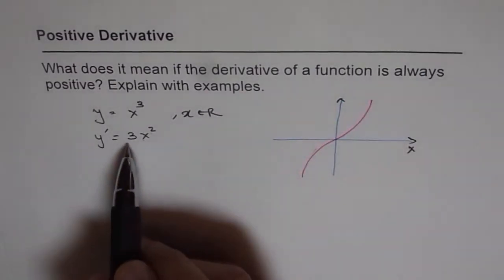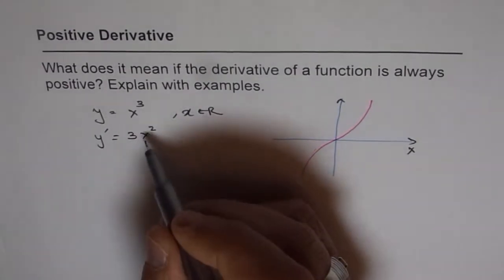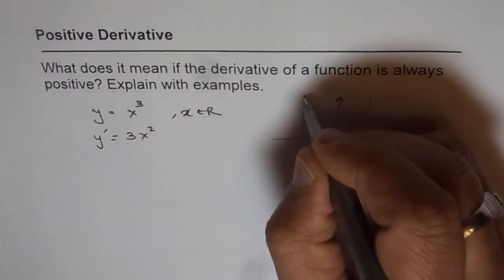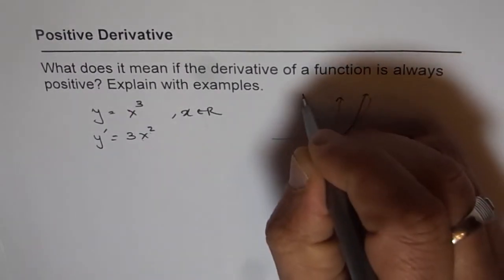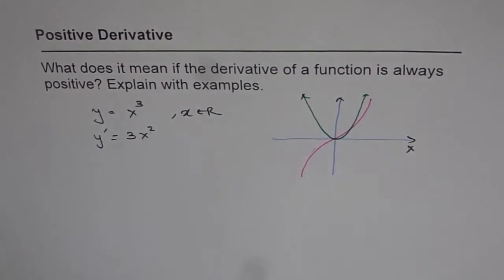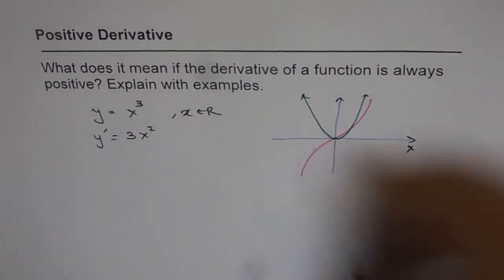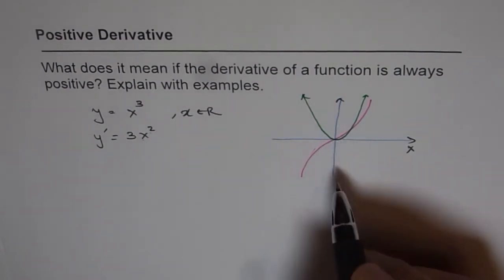So we have y' = 3x^2. If you draw it, it's like a cubic function stretched vertically. So it will be kind of like this, right? As you can see, it is always positive, right? We are considering 0 as a positive number, right? So in that case, it is always positive.